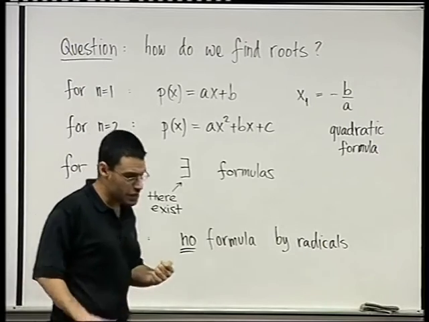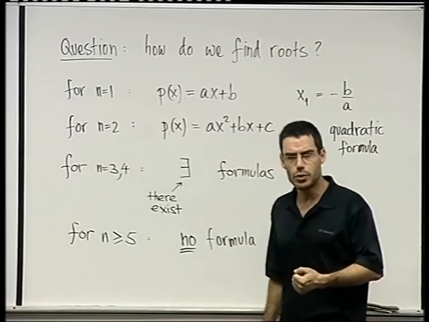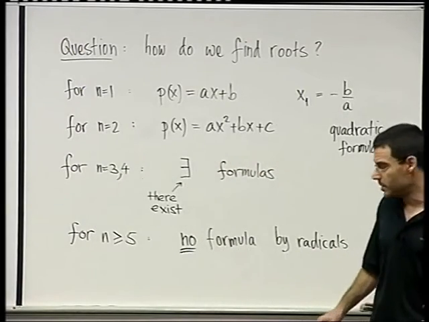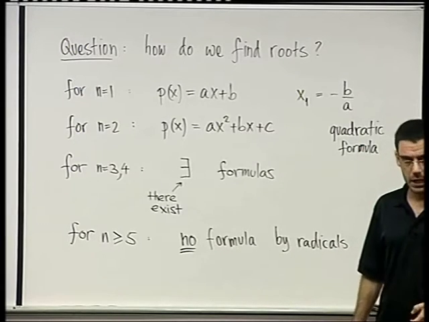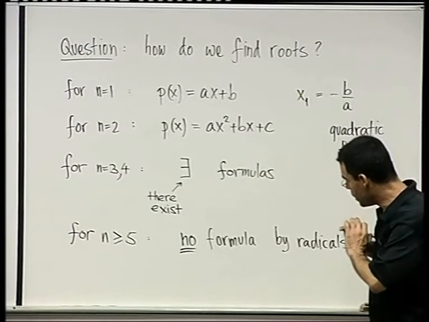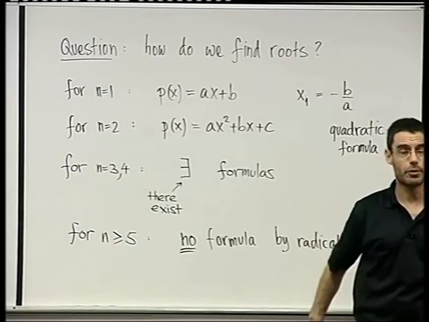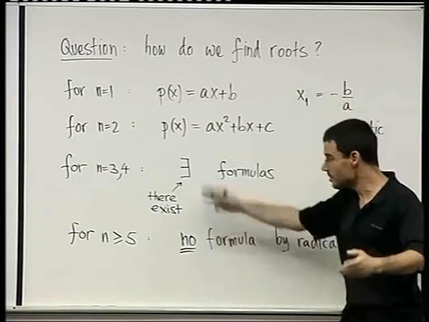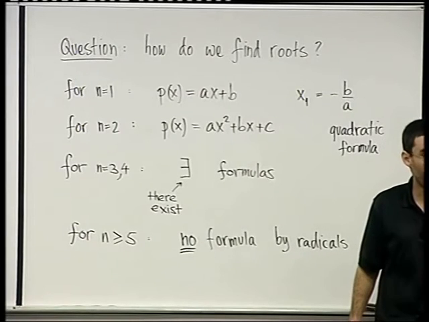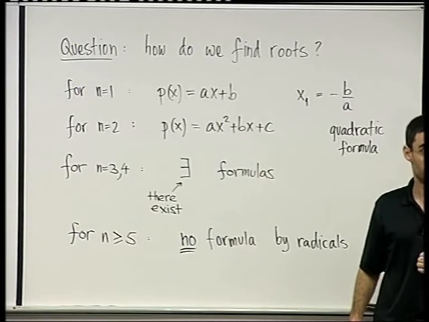And proving that things don't exist in mathematics is usually the hardest problem there is, because you have to somehow show in a way that nobody could argue with you. Not even in 100 years would an alien from outer space come and say, hey, you just missed it. Here's the formula for degree 5. No, it cannot exist, okay?